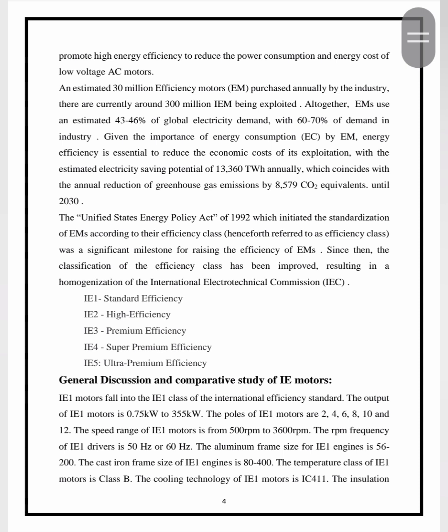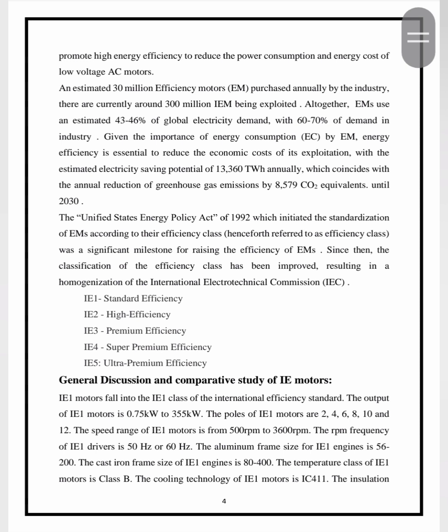IE1 motors fall into international efficiency class 1. Class 1 means standard efficiency. Its efficiency is just standard. The output of this motor is 0.75 kilowatt to 355 kilowatt. Poles of international efficiency class 1 motors are 2, 4, 6, 8, 10, and 12. So the speed range is from 500 revolutions per minute to 3600 revolutions per minute. The frequency of IE1 class drives is 50 hertz or 60 hertz, which is very small. So that's why we consider it as standard.